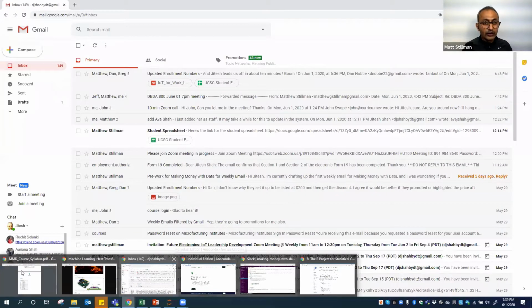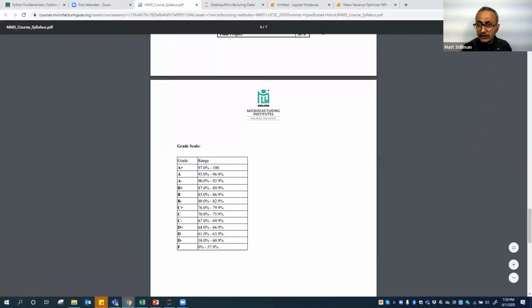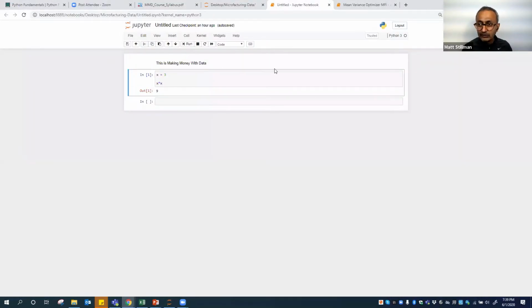Let me see whether I have a notebook open. Okay, I have this notebook open. I can change my kernel to R if I want to, and I can start doing the same thing in R.